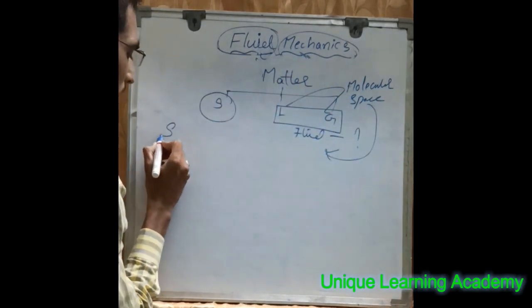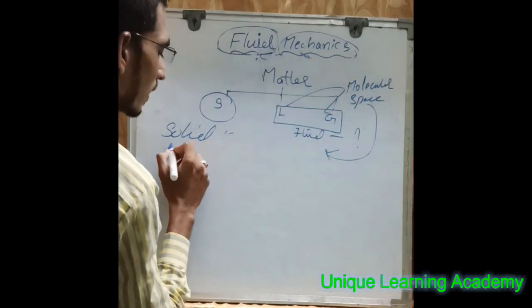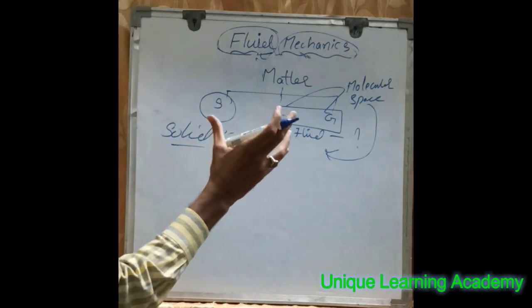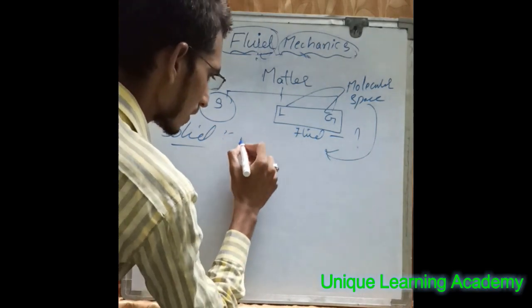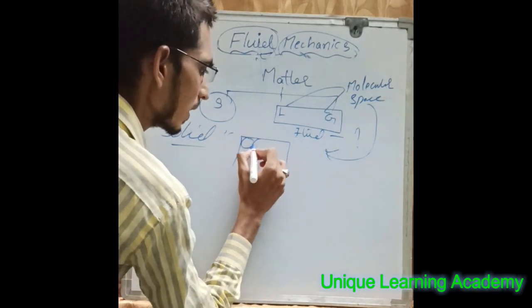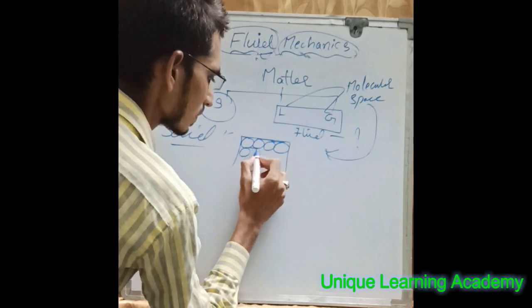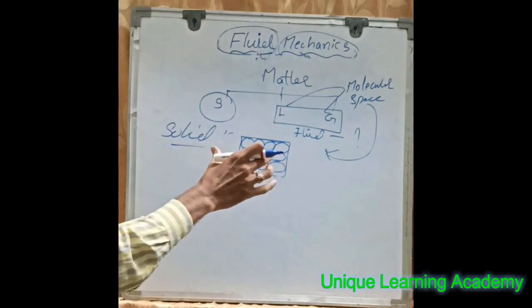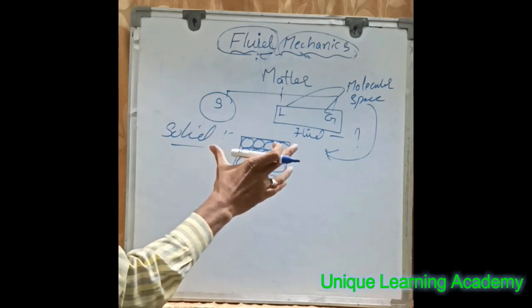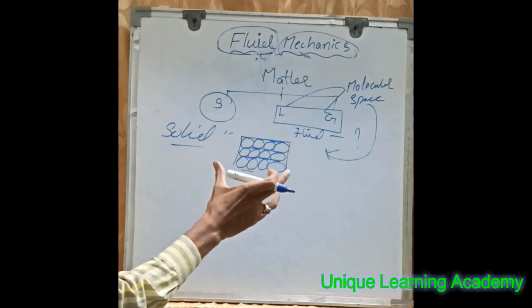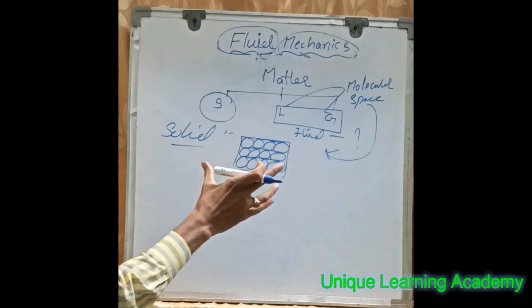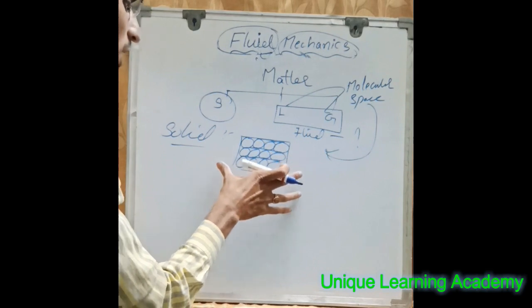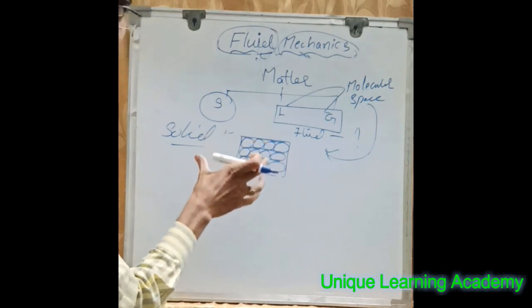First one is solid. If you go to solid, the molecules are very closely spaced. The molecules will be very close to each other. It means intermolecular cohesive forces are large in solids. On this account solids possess a compact and rigid form. So that is the reason we are not calling it a fluid.